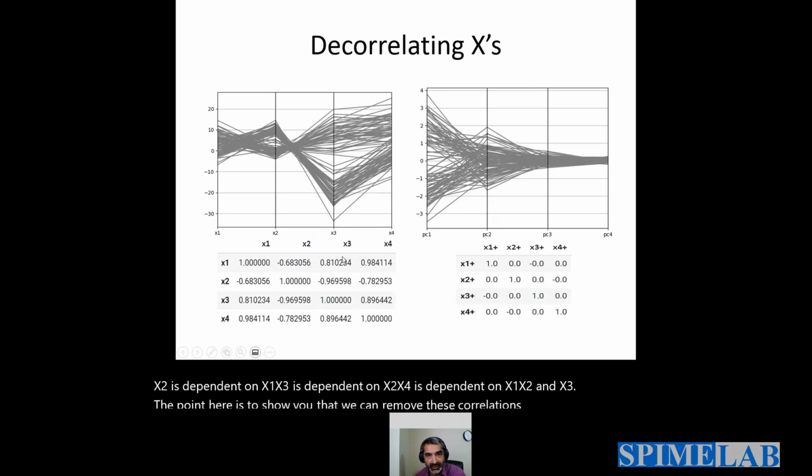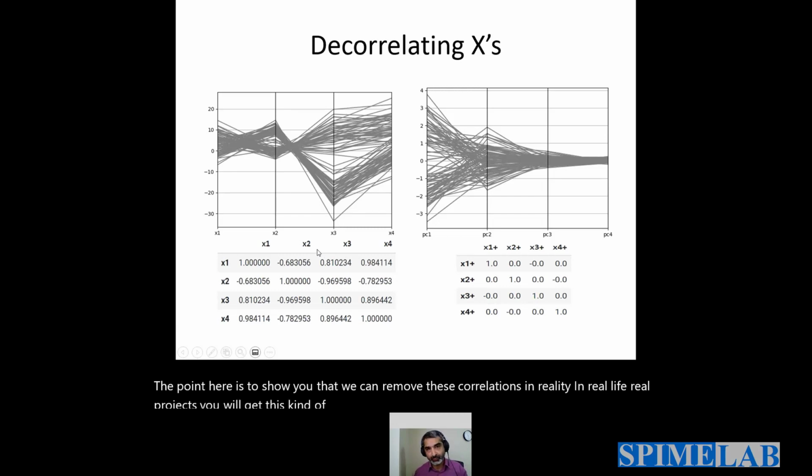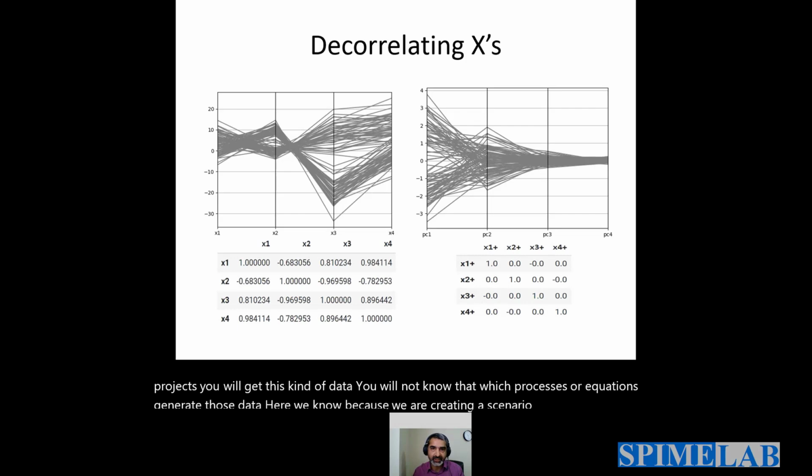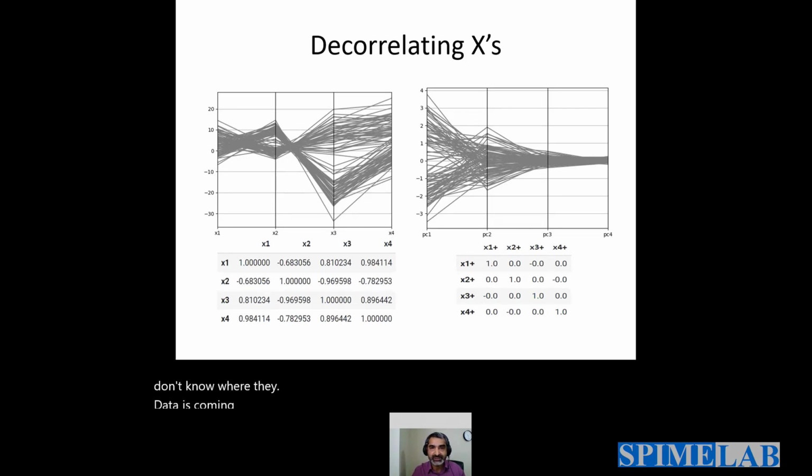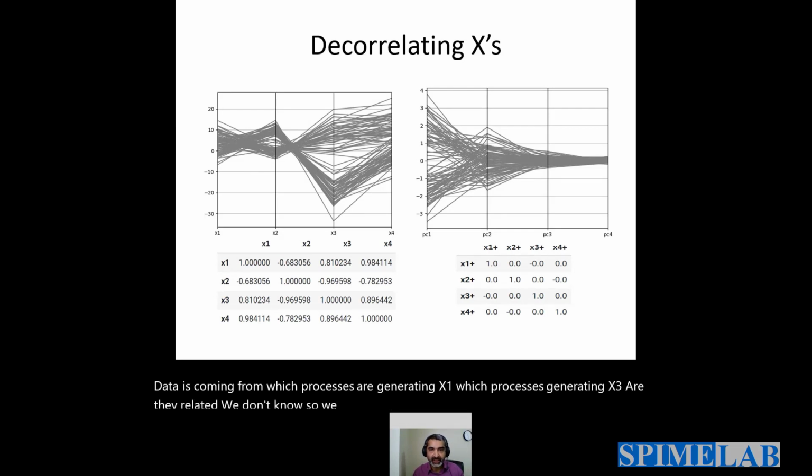In real life, in real projects, you will get this kind of data. You will not know which processes or equations generate those data. Here we know because we are creating a scenario, but in real life, we don't know where the data is coming from. Which process is generating X1, which process is generating X3, are they related? We don't know. So we can use a technique to remove any correlations.